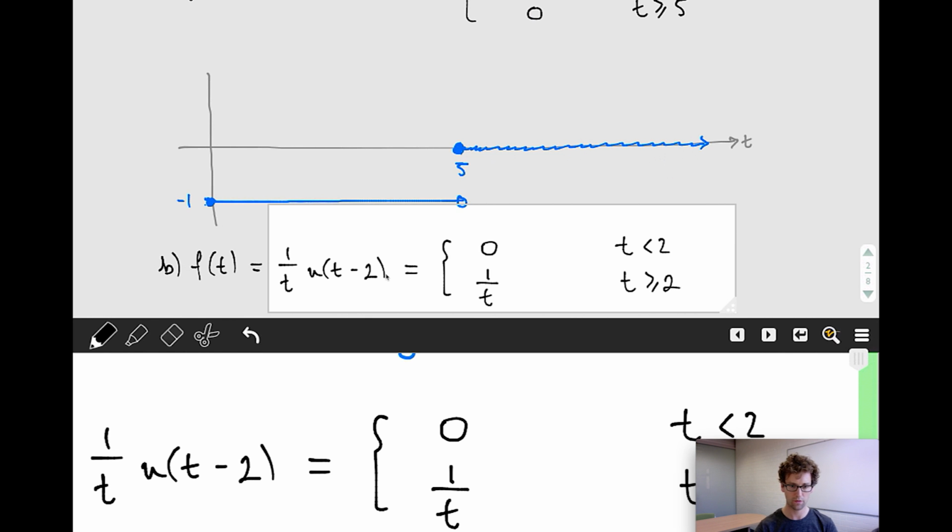One thing to note here, of course, is that 1 over t goes a bit bananas when t is equal to 0, but we don't worry about that here because the Heaviside function is taking care of that value at t is equal to 0. It's going to be equal to 0 there because this function hasn't been switched on yet. So let's sketch what this looks like.